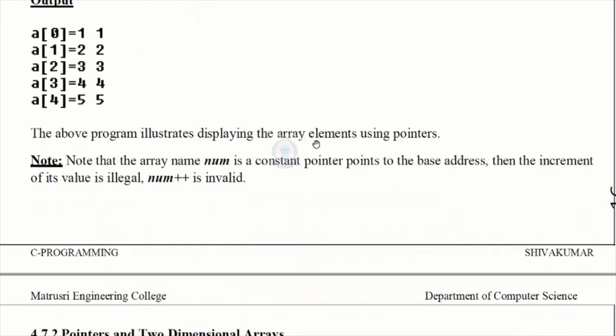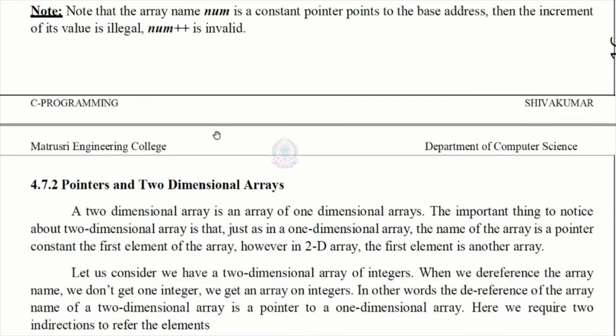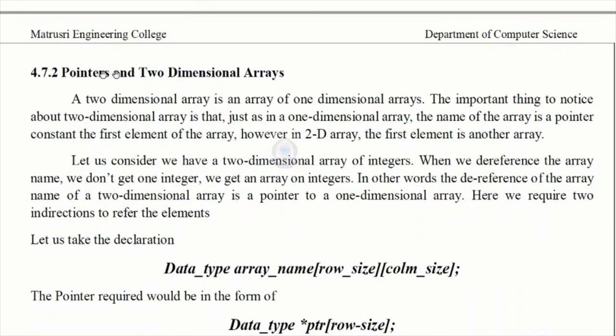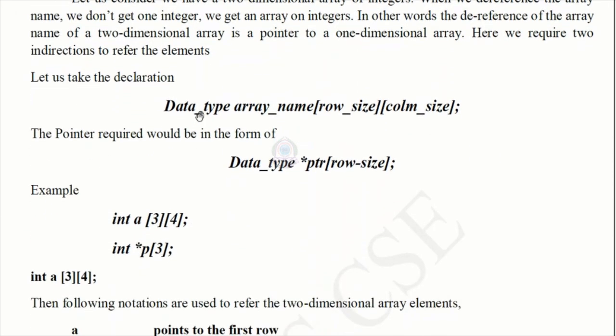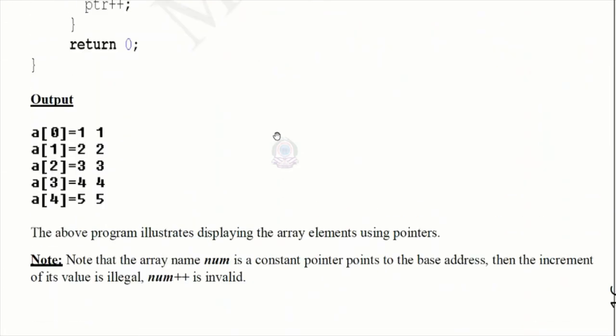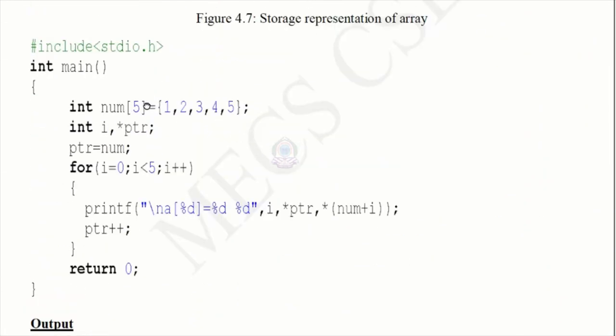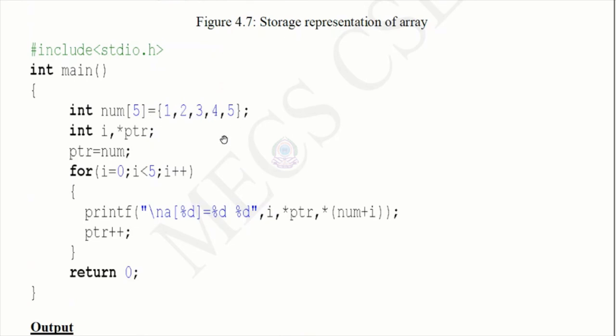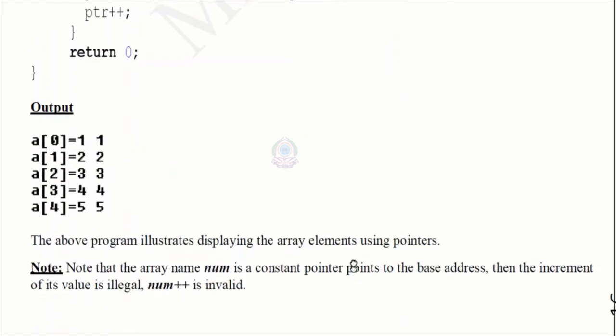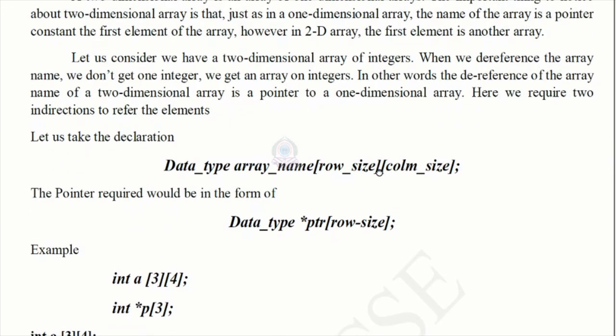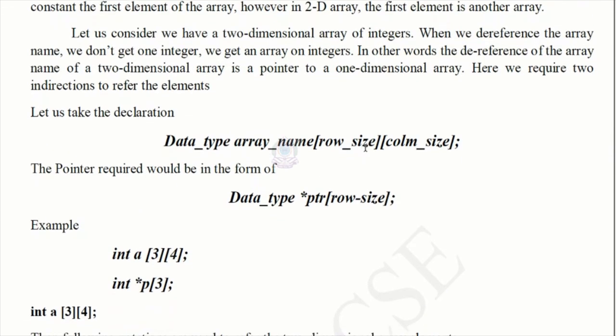This is for a one-dimensional array. So how do we write a pointer to a two-dimensional array? Here, in a one-dimensional array we have only one row and a number of columns, so we use one pointer. Likewise, in a two-dimensional array, we need as many pointers as there are rows, because every row needs one pointer.